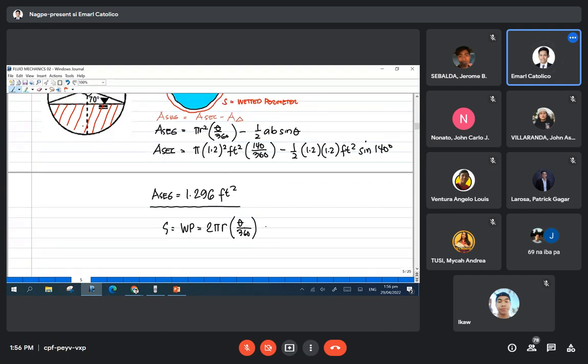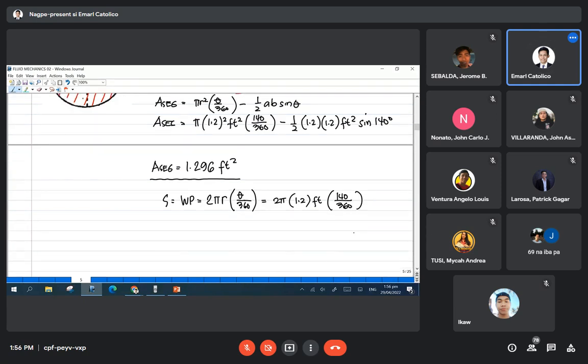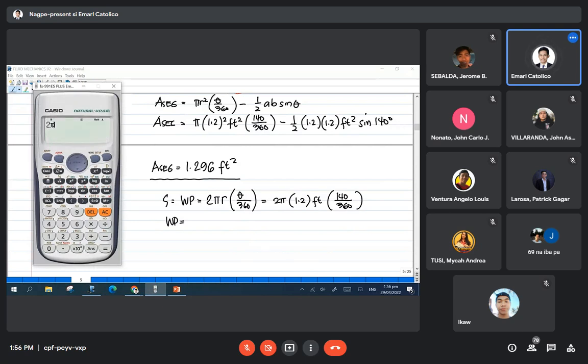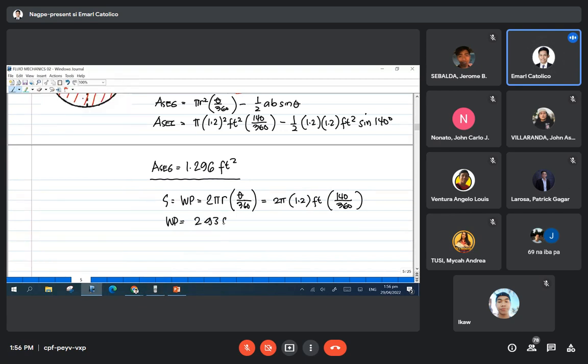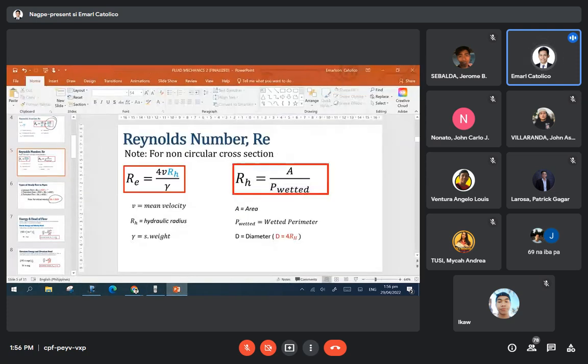Okay. So 2 pi times 1.2 feet times theta natin is 140 over 360. So wetted perimeter natin is equals to 2 pi times 1.2 times 140 over 360. Okay, so 2.93 feet. Okay na, may area ka na, mayroon ka nang wetted perimeter, masasolve mo na si RH or yung iyong hydraulic radius.